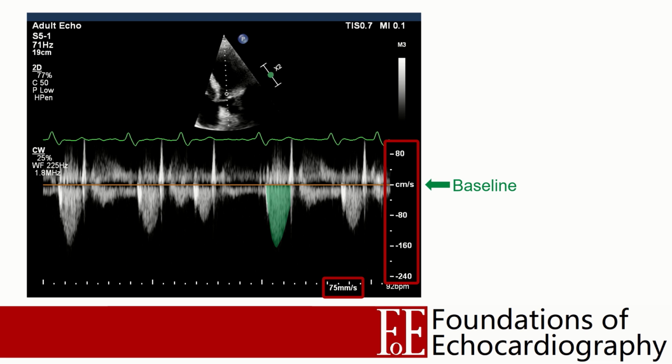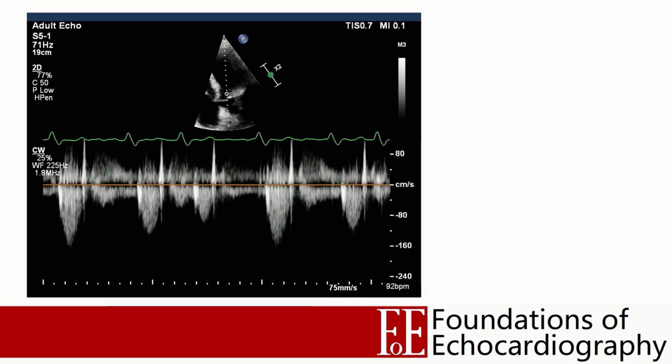There's other information being displayed here as well. There are intense signals at the start and end of each LV ejection, and these clicks represent the opening and closing of the aortic valve. We can see signal above the baseline during diastole, and this will be blood refilling the LV during diastole.